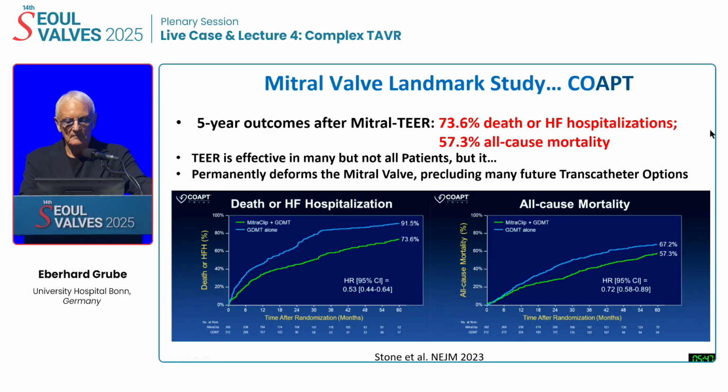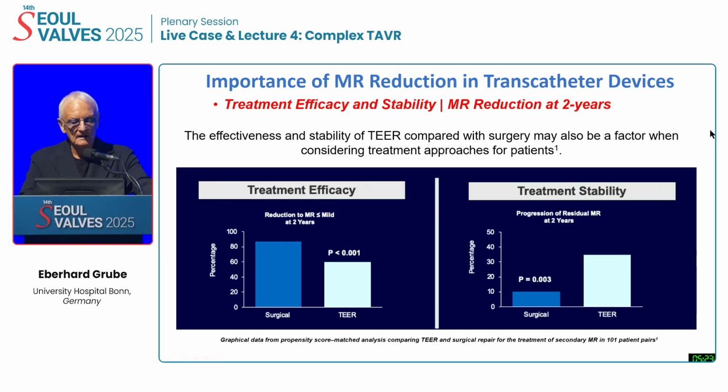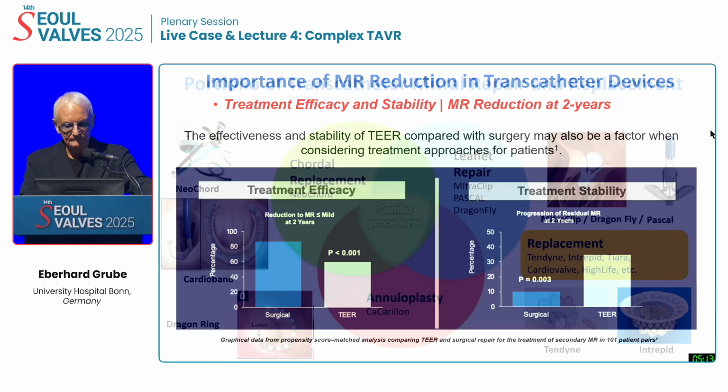However, the landmark study COAPT shows, after 5 years, 74% death or heart failure hospitalizations and 57% for all-cause mortality. Clearly, TEER is effective in many, but not all patients. But unfortunately, it also permanently deforms the mitral valve, precluding many future transcatheter options. Also, looking at treatment efficacy and stability at 2 years, you can see surgery is clearly superior to TEER.